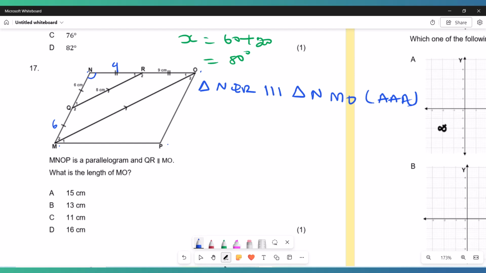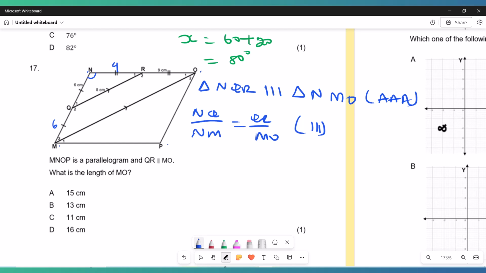So I look at what I have got. I can say that NQ divided by NM must be equal to QR divided by MO. So why are we saying so? Because the triangles are similar.